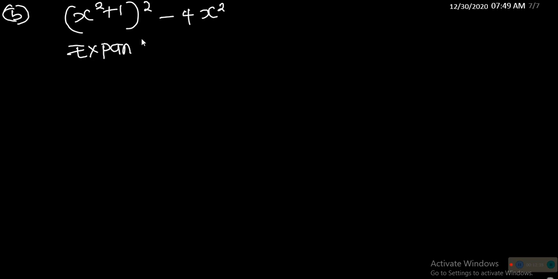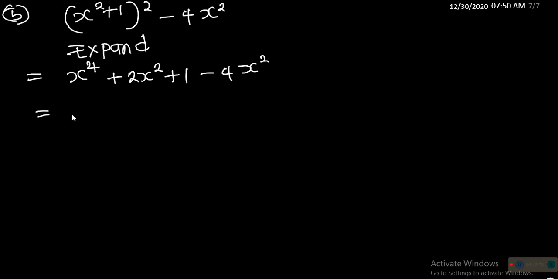The final example, guys, I believe you are following. X squared plus 1 all squared minus 4x squared. Okay, so we have to expand the bracket, collect like terms, and then factorize again. So if we expand the bracket, there we have x squared plus 2 x raised to power 4 plus 2x squared plus 1 minus 4x squared.